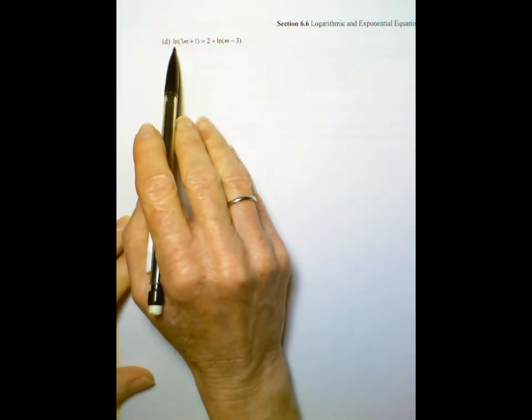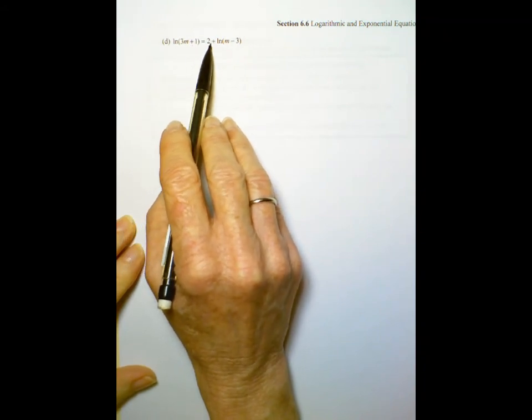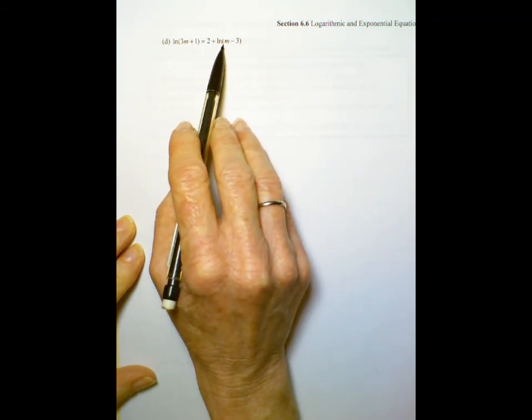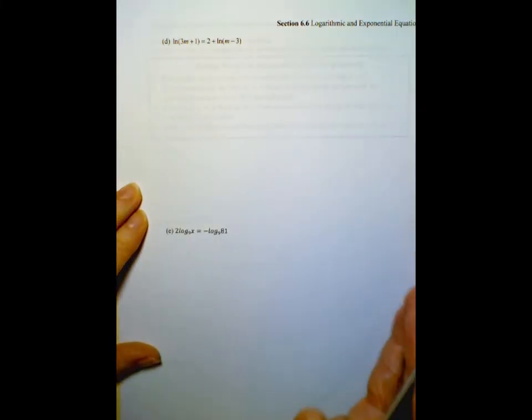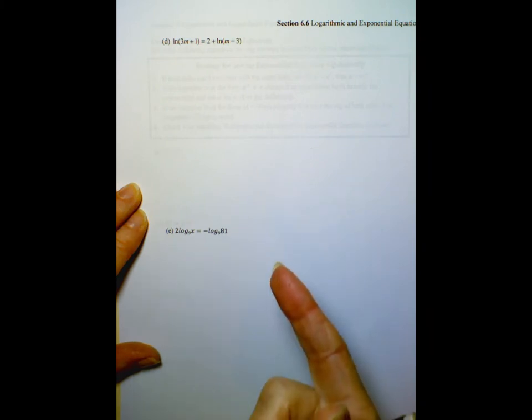We're continuing with section 6.6, example 2. We're on part D. Okay, so we have natural log of 3m plus 1 equals 2 times the natural log of m minus 3. Now, we said we're either going to solve this one of two ways. We want to write it as log equals log, and then we can say m equals n, or we want to write it as a single log and use the definition to rewrite it in exponential form and solve.